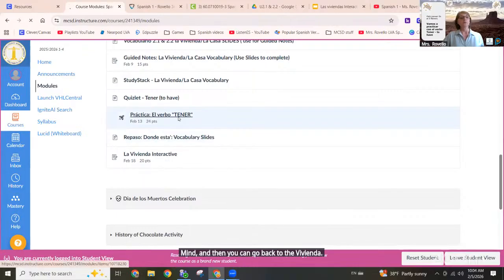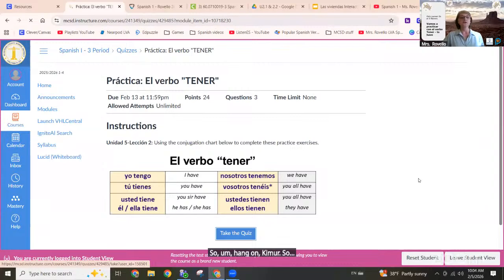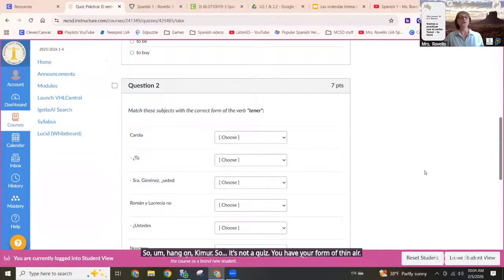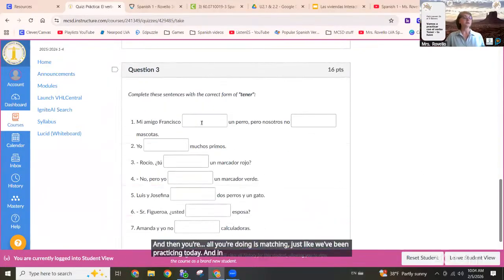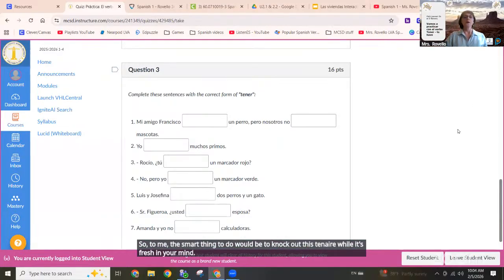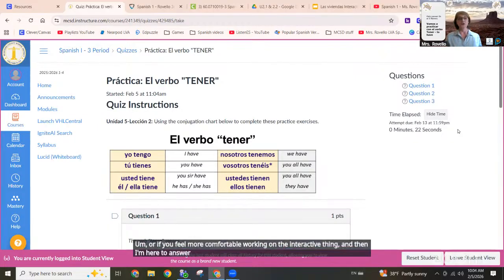So it's not a quiz. You have your form of tener, and then all you're doing is matching, just like we've been practicing today. And in this one, you're actually going to type it in. So to me, the smart thing to do would be to knock out this tener while it's fresh in your mind. Or if you feel more comfortable working on the interactive thing, and then I'm here to answer your questions, we can do that too.